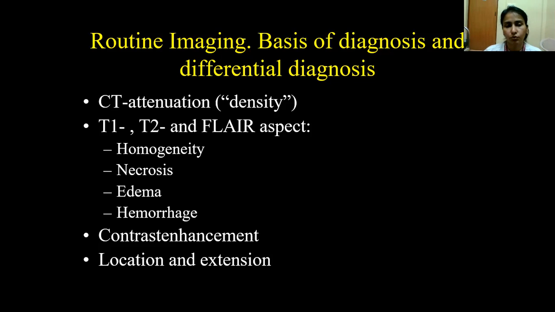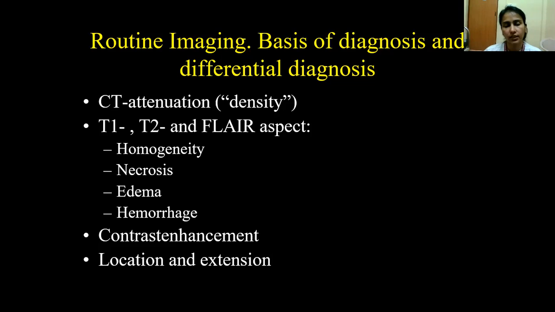Next, we have to go to MRI. In MRI, in T1, T2, and FLAIR sequences, we have to find out if the tumor is homogeneous. Then we have to find out if there is a necrotic center in the tumor, if there is associated edema or hemorrhage. After all, we have to study all these things in all these three sequences.